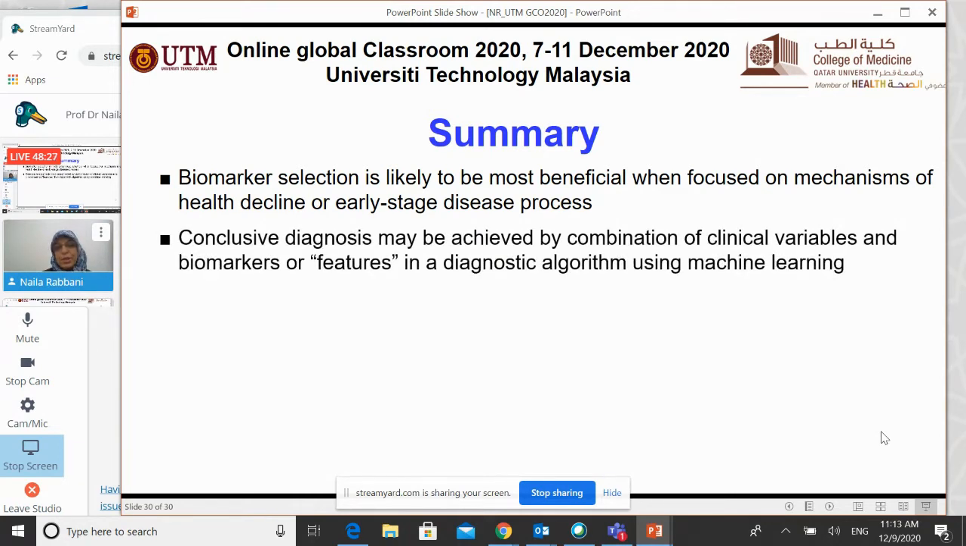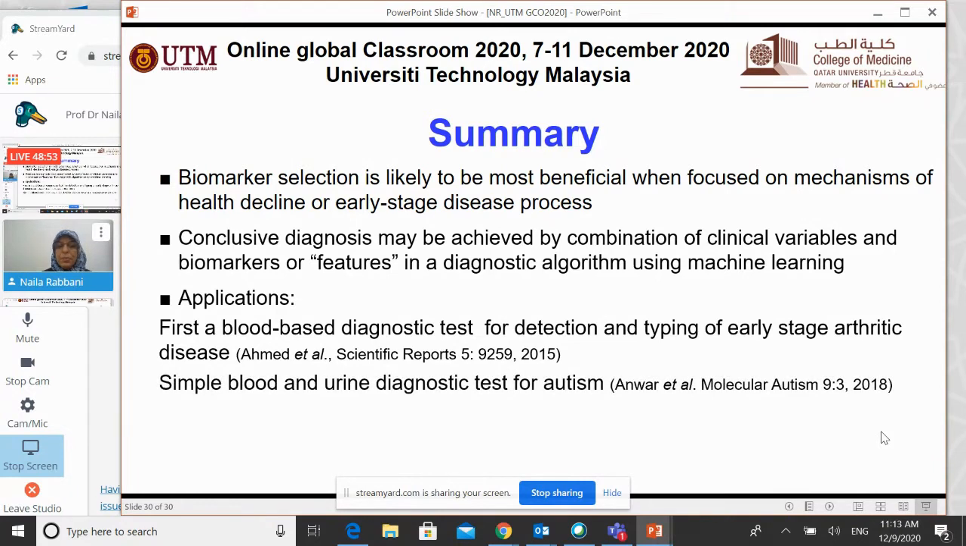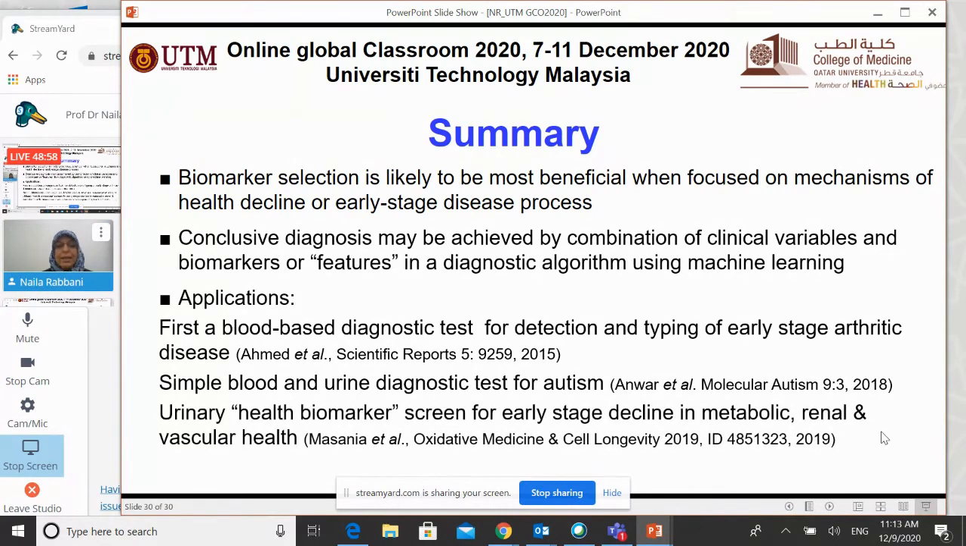So conclusive diagnosis may be achieved by a combination of clinical variables and biomarkers in a diagnostic algorithm using machine learning. Applications: first, a blood-based diagnostic test for detection and typing of early stage arthritic disease. That was the first we developed and published in 2015. Then we developed this simple blood and urine diagnostic test for autism, published in 2018, and the health biomarker screen for early stage decline in metabolic, renal and vascular health, published in 2019.